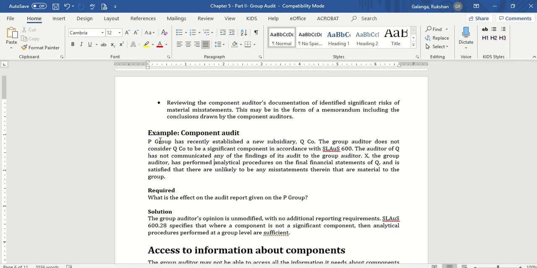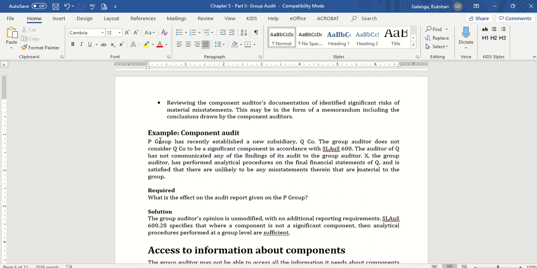The group auditor has performed analytical procedures. But what has the group auditor done? He cannot grasp the subsidiary company, and what kind of component is this? It is not a significant component. What he has done is some analytical procedures on the financial statements of Q and is satisfied that there are unlikely to be any material misstatement.